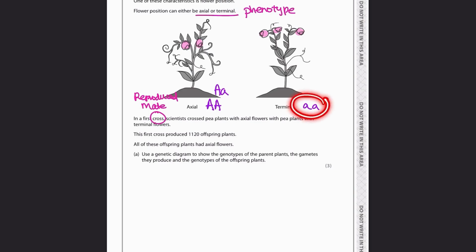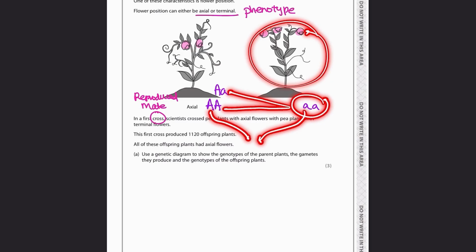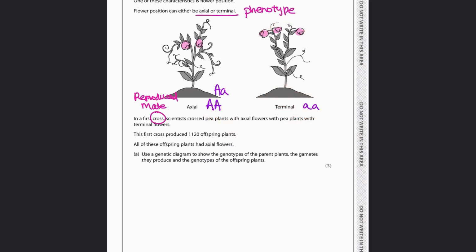This was crossed with either this or this, but all the kids had axial. Axial means they must all have inherited a big A from one of the parents, and a small a, because there's no other choice, from this parent over here. So big A from one and then small a from the other. However, if some of the kids inherited a small a from this parent and another small a from this parent, then what are you going to get? You're going to get small a, small a, and therefore you're going to get terminal plants. But it says all of the offspring had axial flowers. It means that all of them cannot have inherited two small a's.